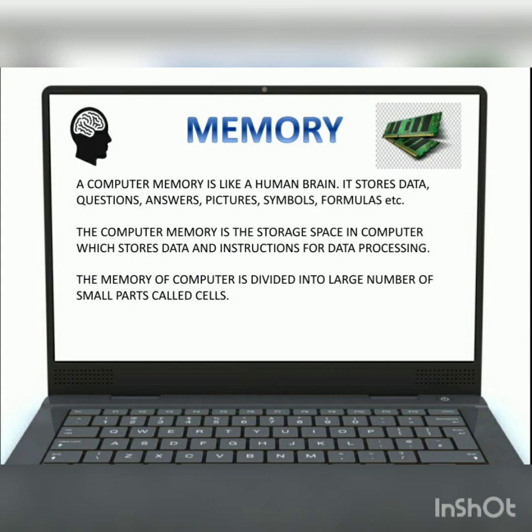Kids, humans have a brain. Likewise, a computer also has a brain. It stores data, questions, answers, pictures, symbols, formulas, etc. Just like we remember our studies, we remember our name, whatever we remember, the computer also remembers the same. Computer memory is just like a human brain. So it is used to store data and instructions.